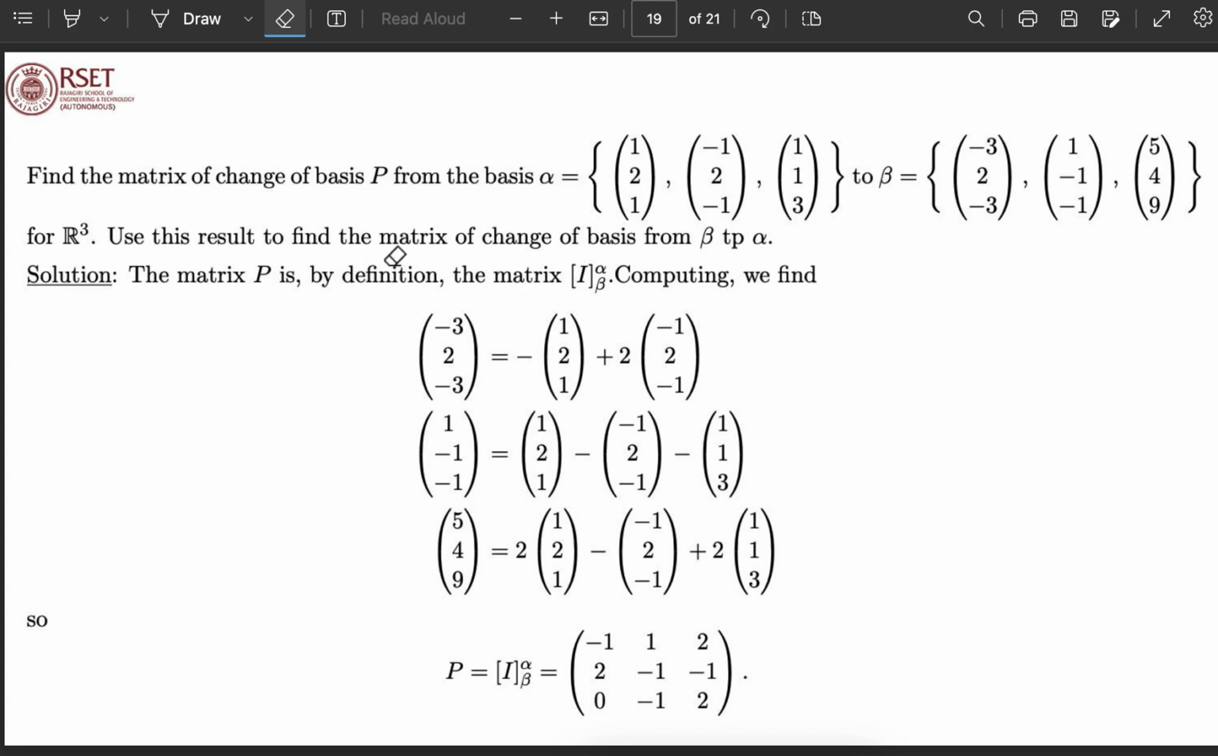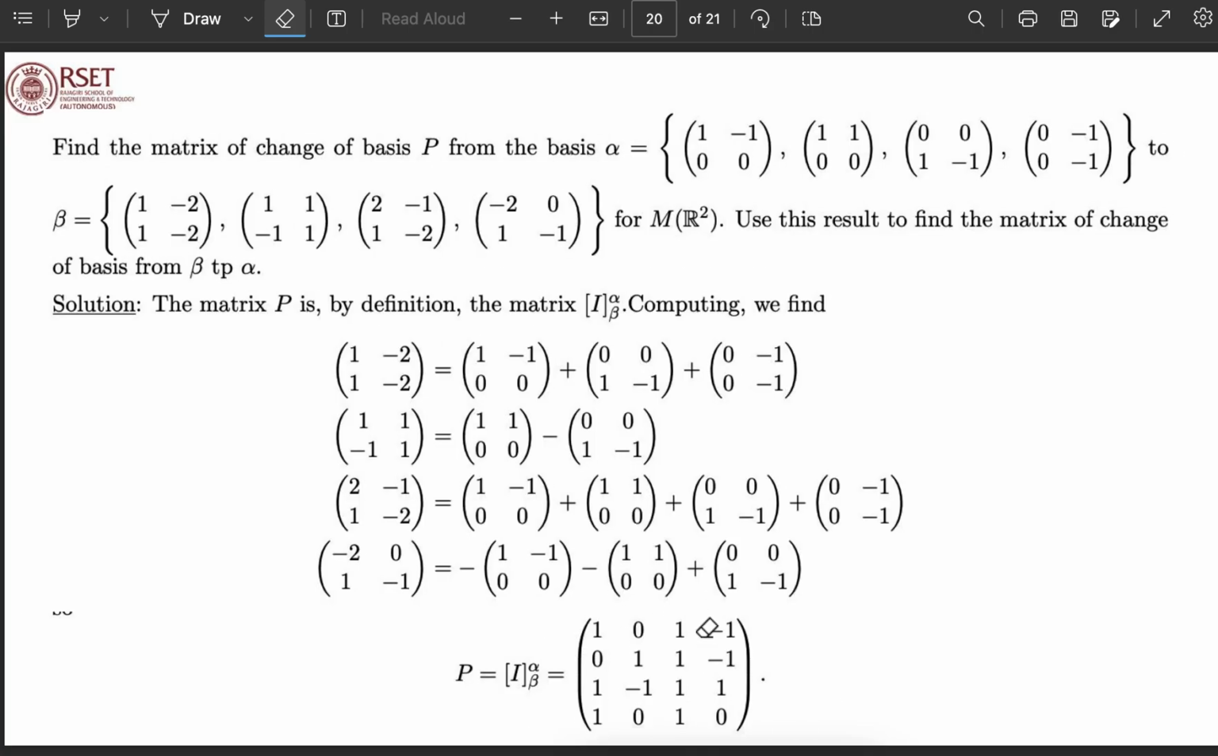Now to find the matrix of change of basis from beta to alpha, by using this P we can find that matrix also, which will be P inverse. That is, the matrix of change of basis from beta to alpha is P inverse. Just take the inverse of this matrix.